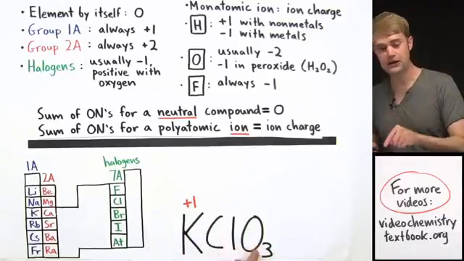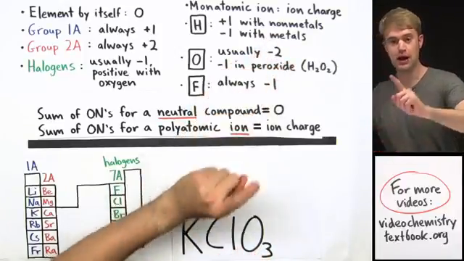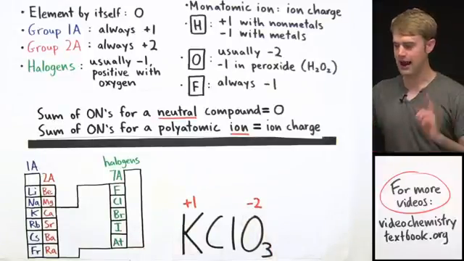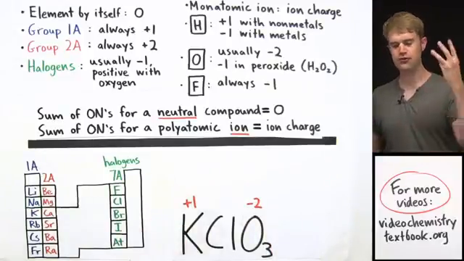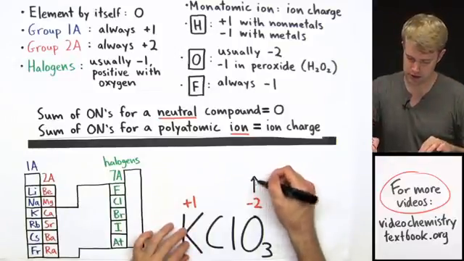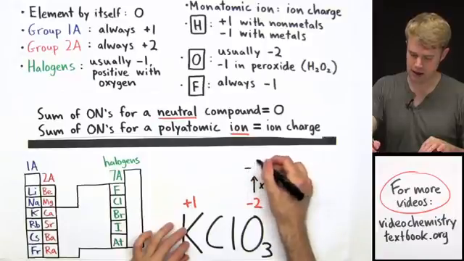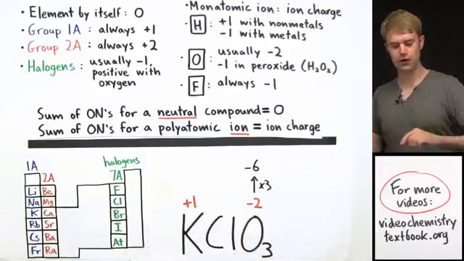Now we'll move on to oxygen. Oxygen is usually -2, so I can write that in right here. Okay, now do a little multiplication. We have 3 oxygen atoms, so we're going to do -2 times 3 to give us -6. That's the total number for oxygen.